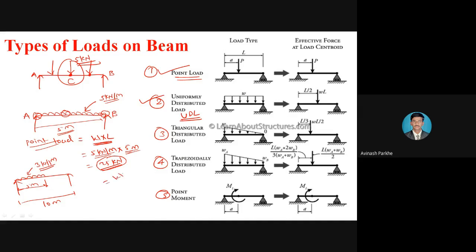So which is equal to W into L. What is the magnitude of the UDL? 3. What is the length of UDL? 5. So you will get the load 15 kilonewton. Don't multiply by 10, because on the 10 meter length, UDL is not applied. UDL is applied only for the 5 meter length. Therefore, we consider that length only while converting the UDL into the point load.